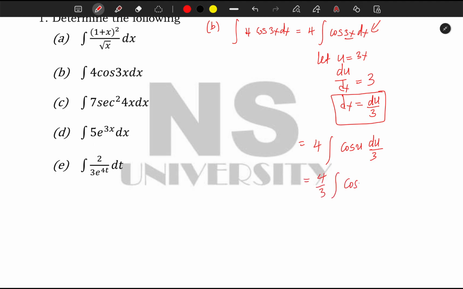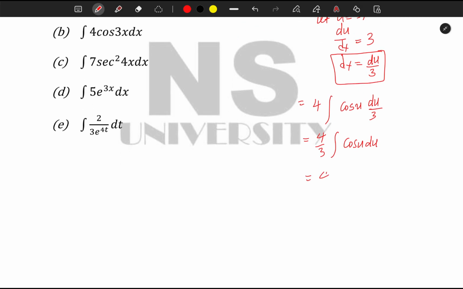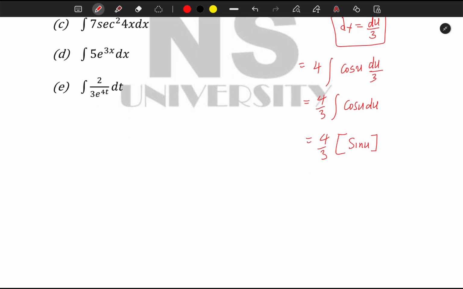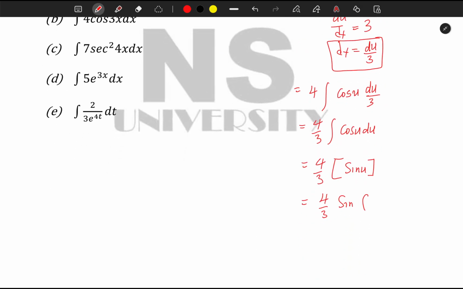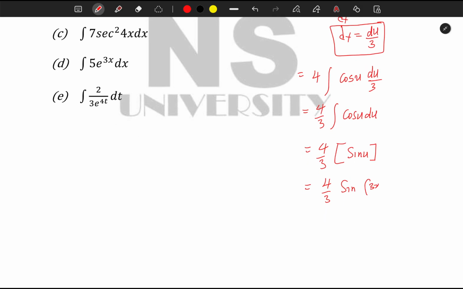And the integral of cos u du. Now, what's the integral of cosine? The integral of cosine is just sine u. And we can now end the solution with this. What is u? In the beginning, u was 3x. So plus c.